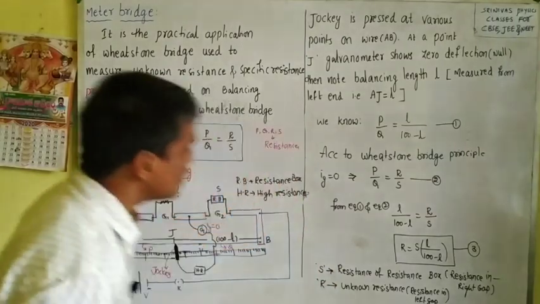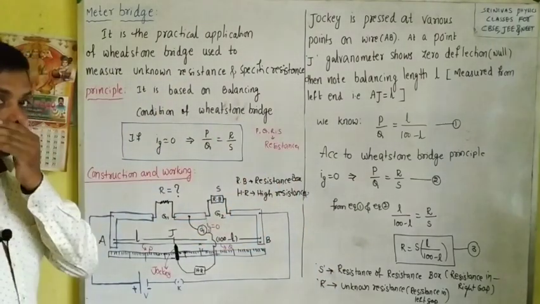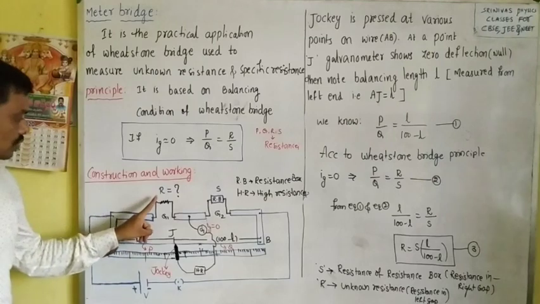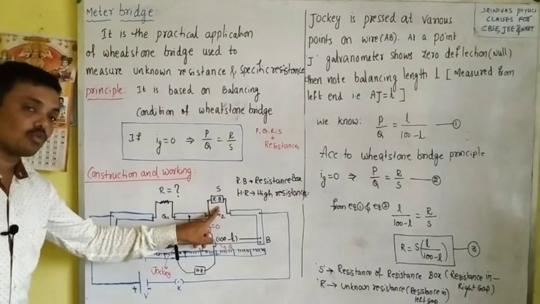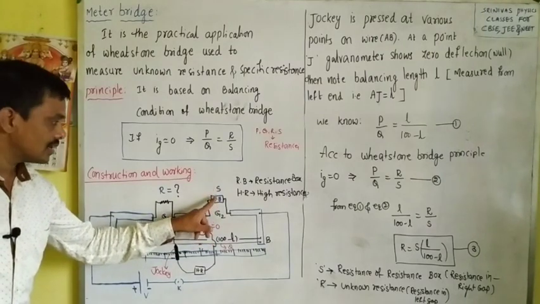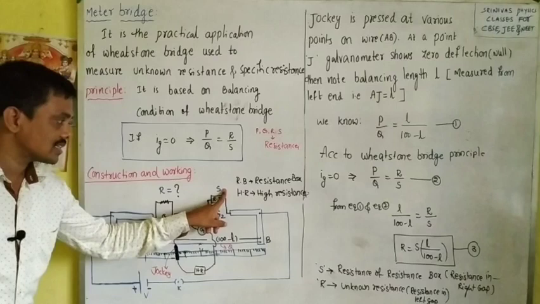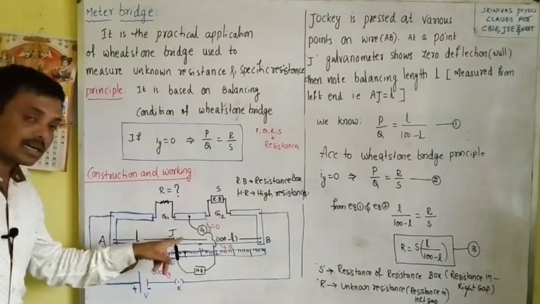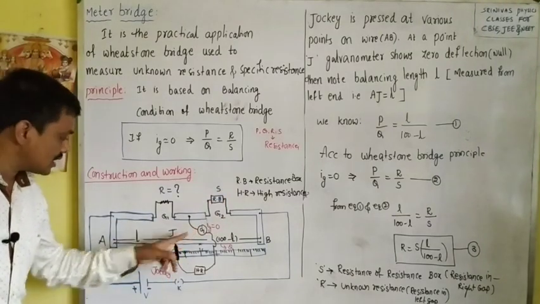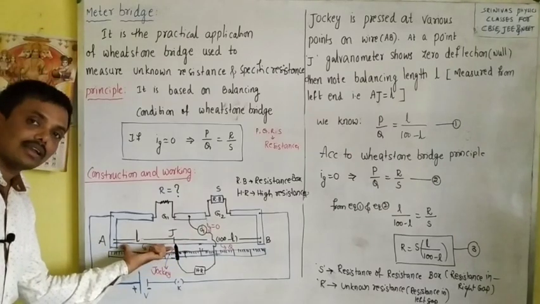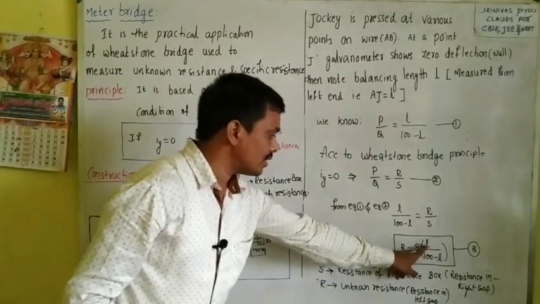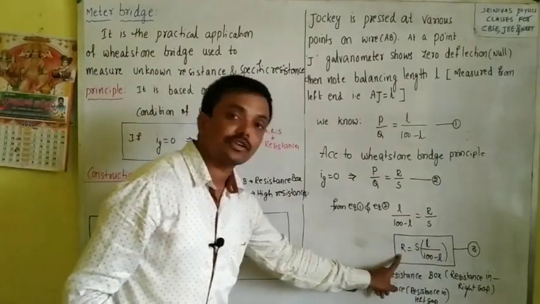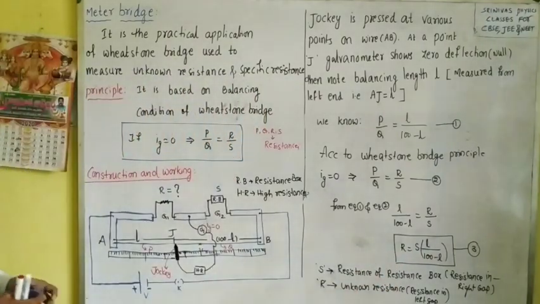This is how to measure the resistance. Once again I will tell how to measure the unknown resistance. It is very simple. The unknown resistance you have to connect in the left gap, and a known resistance, say 1 ohm, in the right gap. Press the jockey at various points. At a particular point the galvanometer shows zero deflection. At that moment you note the length L. Then substitute the value of S, the known resistance 1 ohm, and the balancing length you get. Then you can find out R. That is easy, right?